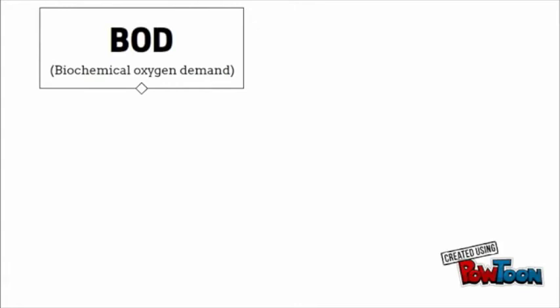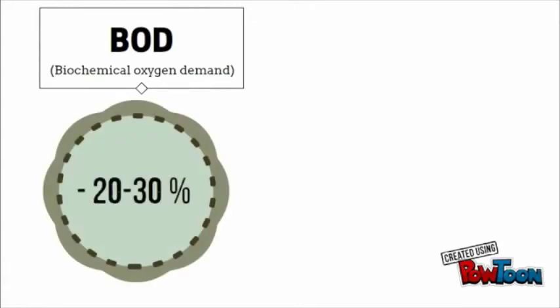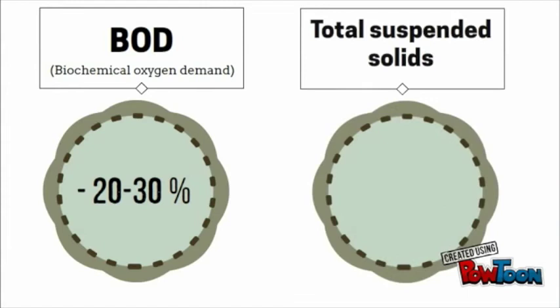Primary treatment can reduce the biochemical oxygen demand of the incoming wastewater by 20 to 30% and the total suspended solids by 50 to 60%.